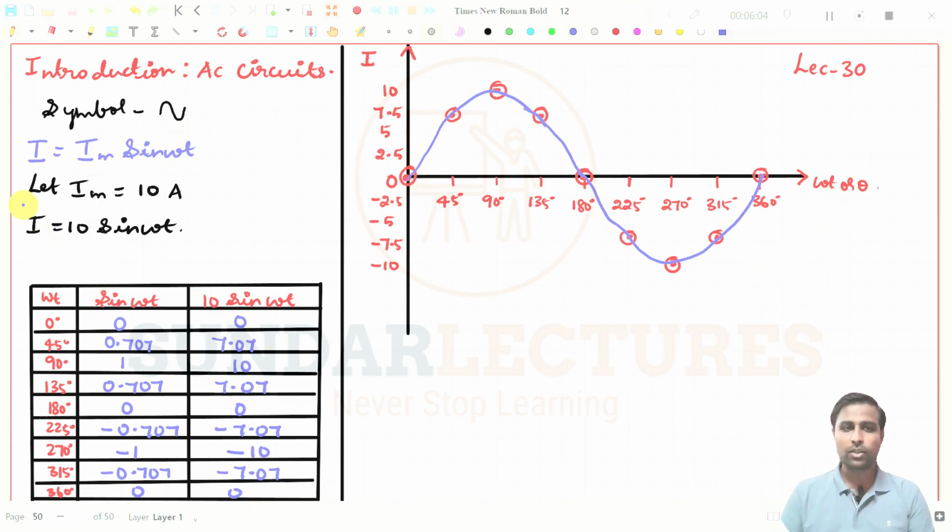Why? Because if you take this expression, we can learn many things. See, what is the maximum value here? I can write here I max, or it may be IM, anything it may be, the value will be 10 amperes, or minus I max at the negative, that will be minus 10 amperes, right? This is how my waveform is coming. So it is the sine wave. That is why I have repeatedly told you this is a sine wave, right?